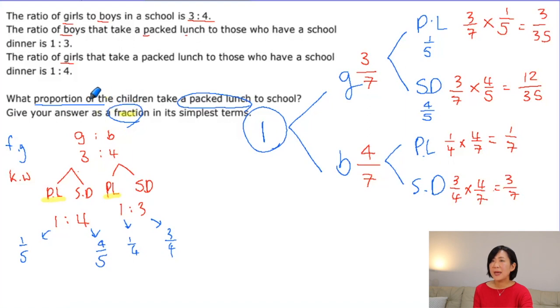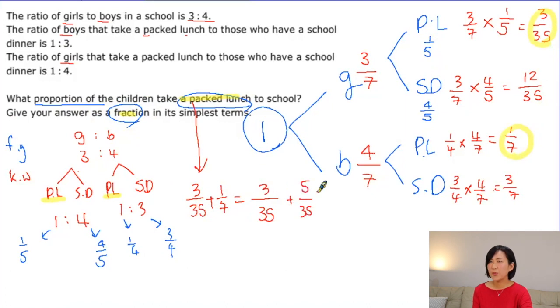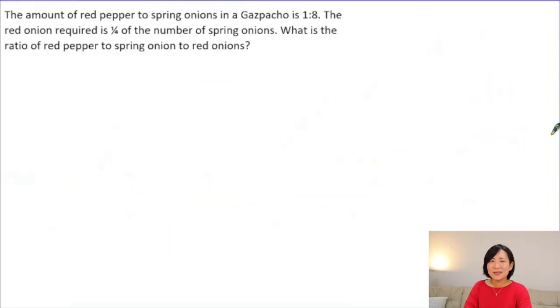You need to find the packed lunch. So, packed lunch girl, 3/35, and then boy with the packed lunch, 1/7. What you need to do is add them together, right? 3/35 add 1/7, our common denominator is 35. 3/35 add 5/35 gives you 8/35. So double check with it. Yes, you don't need to simplify it anymore. Your answer is 8/35.